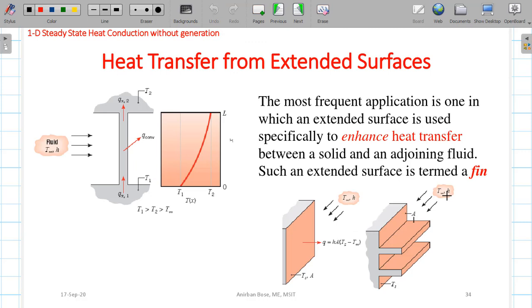In the next class, we'll see heat transfer from extended surface.